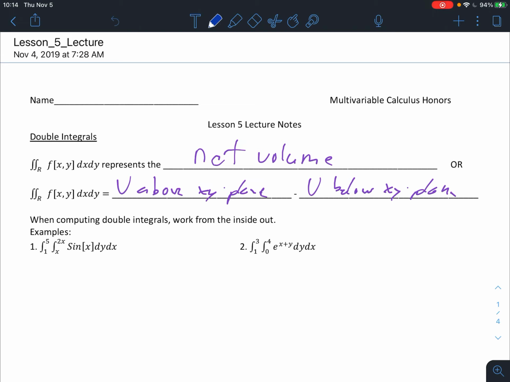So a double integral over a region R of a function represents the net volume. The double integral over a region R of a function is basically the volume above the xy plane subtracted by the volume below the xy plane. Basically we are moving from two-dimensional integrals that measure area to three-dimensional integrals that measure volume. So we're going to take a look at a couple examples here.